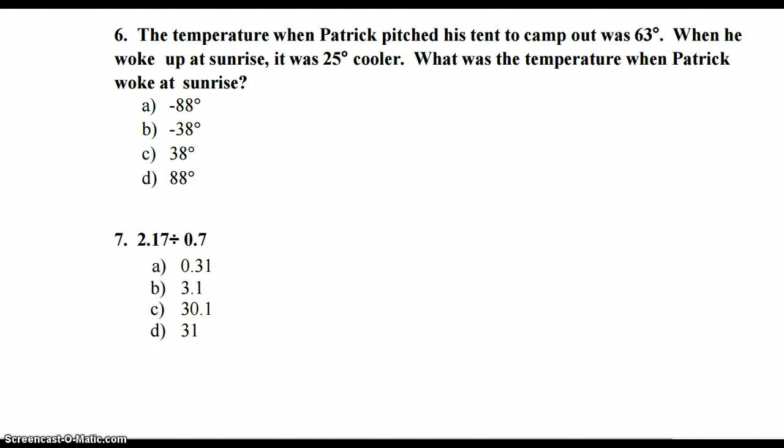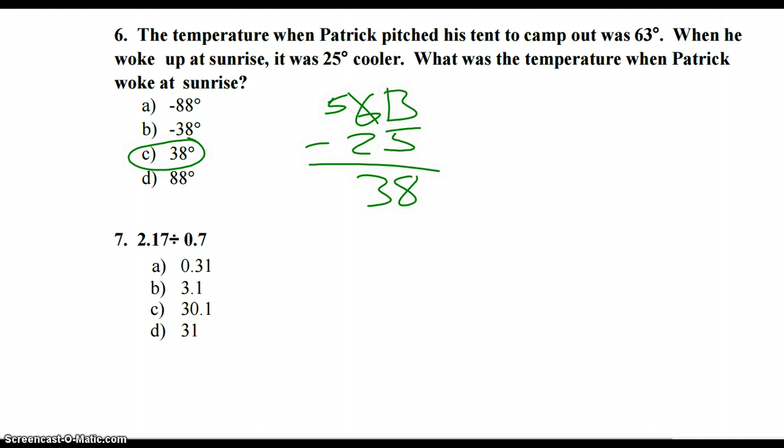Alright, well, we know that it started at 63 degrees, and at sunrise it was 25 degrees cooler. In this case, we will be subtracting since cooler means a lower temperature. So I'm going to do a little cross out there, and 13 minus 5 gives me 8, and then 5 minus 2 gives me 3, so we'll be looking at 38 degrees at sunrise. So that's how we do number 6.